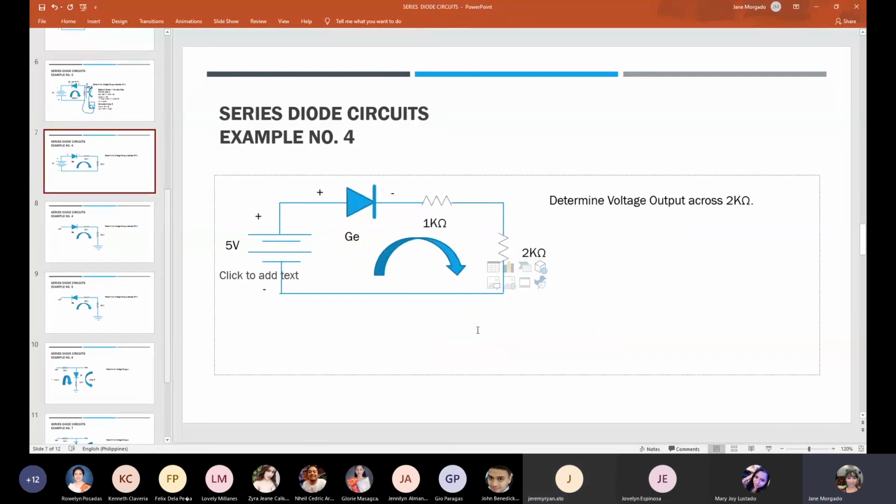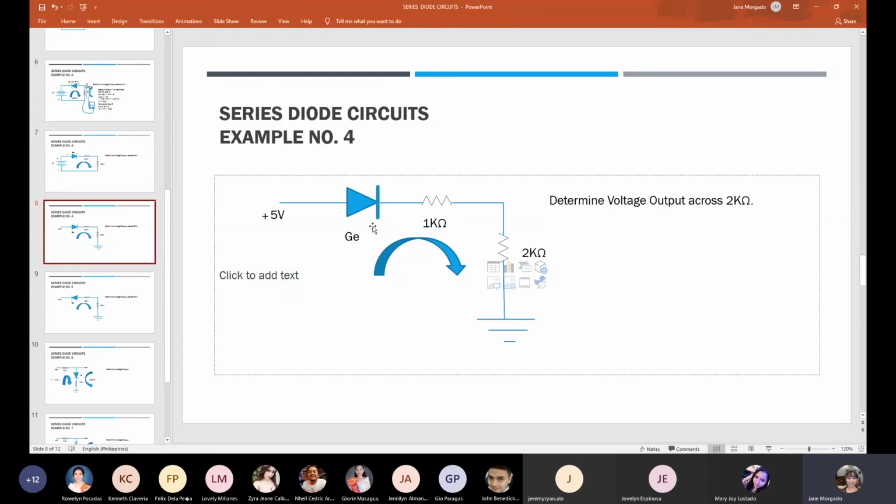Okay. So, we have example number 4. Ano nangyari dito? Germanium. GE na to. Nadagdagan yung ating resistance. Meron na tayong 2K. May 1K, may 2K. So, dalawa na, no? So, there is also another way of representing the diagram. Pwede rin ganito.